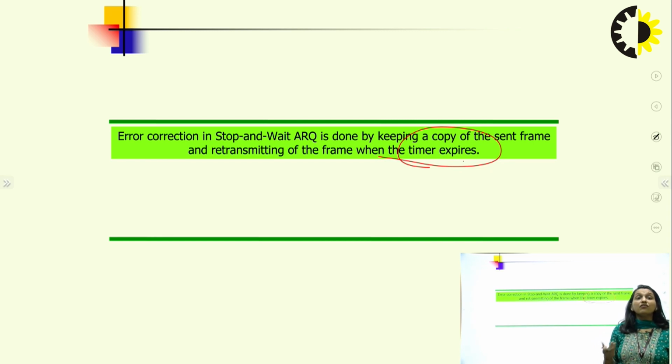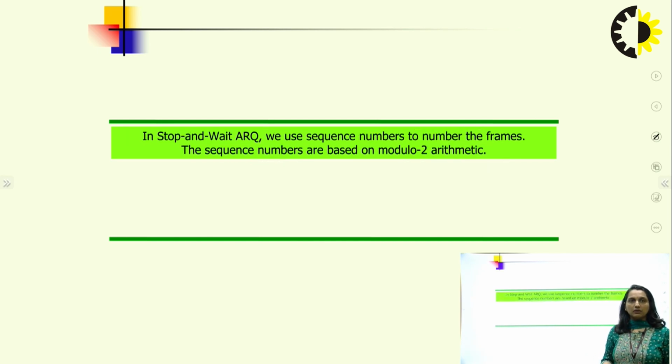then we will retransmit it, because the data may be lost. The copy has to be retransmitted. We are making copies of frames. If frame 0 is sent and it gets lost in the network, then we have made a copy of it, and we will retransmit the data when the timer expires.